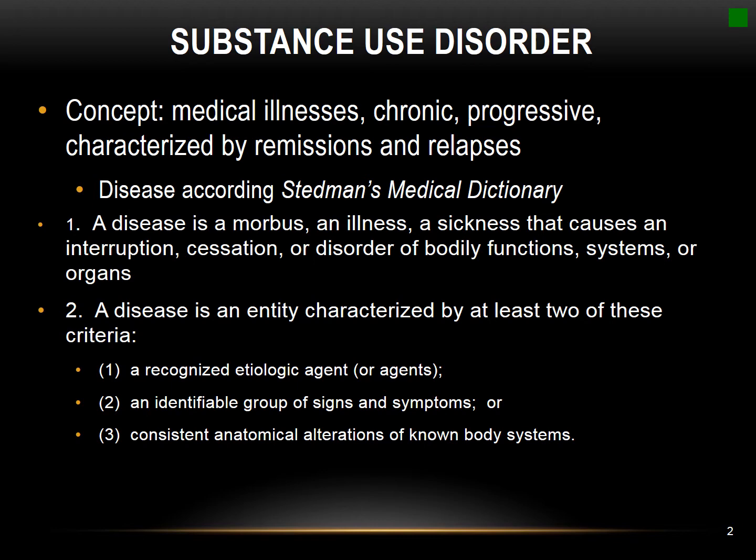So, a disease is characterized by at least 2 or 3 criteria. So in substance use disorder, is there an agent or causative etiology? Yes. When you get to the etiology notes, you too will be able to support that. Are there identifiable signs and symptoms? Yes. When you get to the notes on signs and symptoms for intoxication, overdose, and withdrawal, you'll see that. Do substances change the body or body systems? Yes, absolutely. You will see in your PowerPoint slides and in your text that that's true.